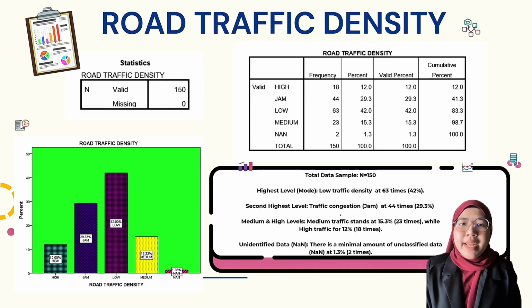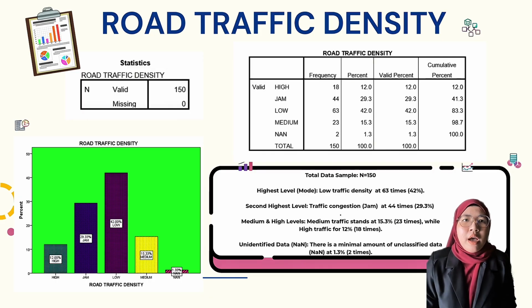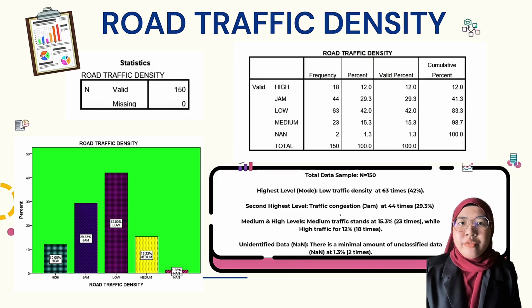2026736063. Next, I will discuss the results for road traffic density. The study involved a total of 115 valid data with 0 missing values. The highest level, the mode, is low traffic density, which recorded the highest frequency at 63 times, or 42%.